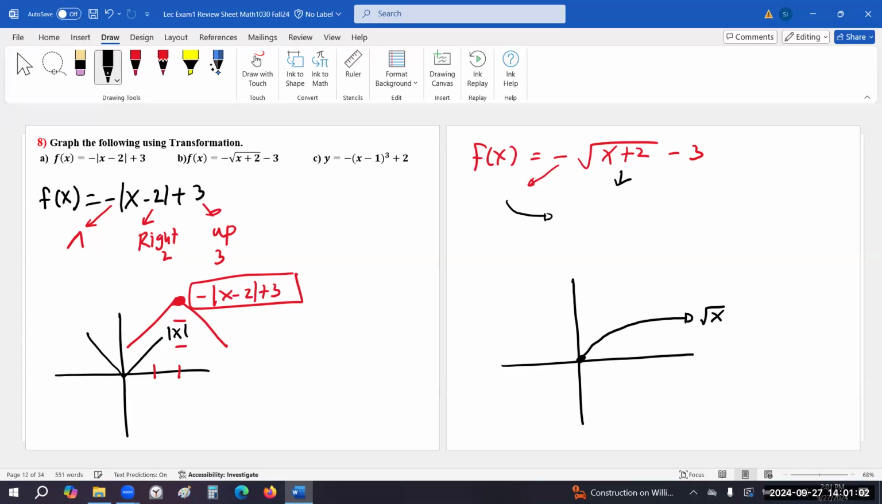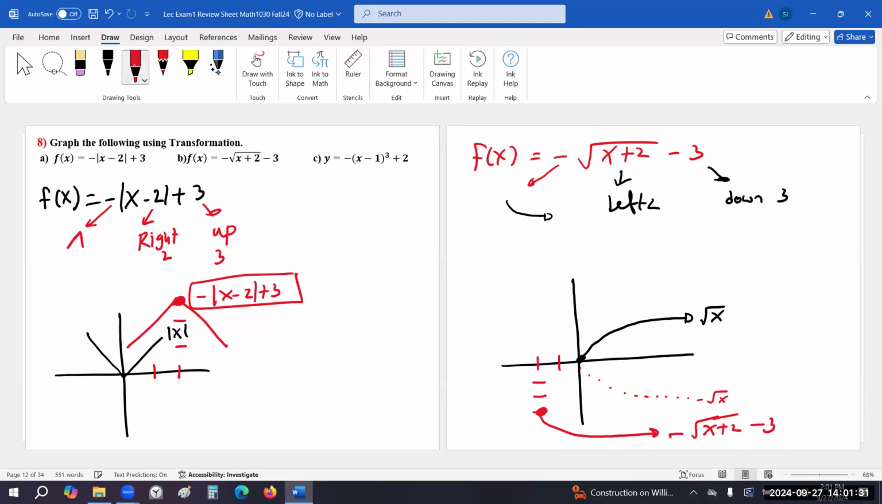And then plus 2 inside. Left 2. Minus 3 outside. Down 3. So we are reflecting it. And this reflection, we are moving 1 left, 2 left, 1 down, 2 down, 3 down here. And this is the new one. Negative x plus 2 minus 3.